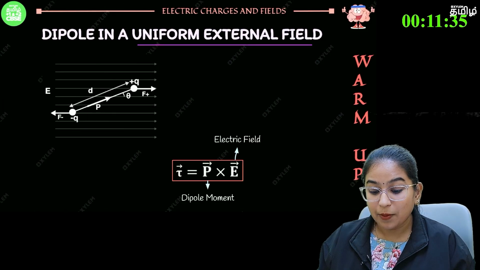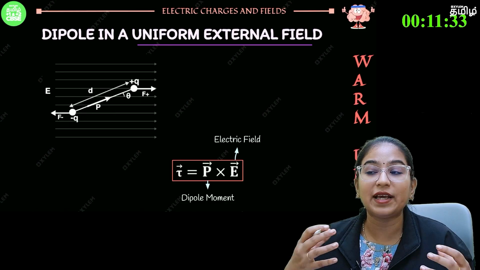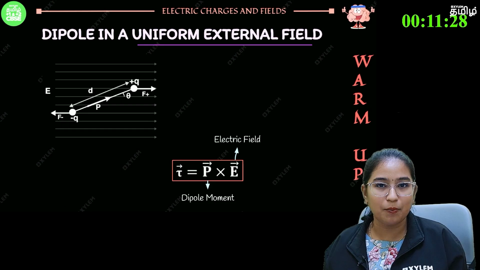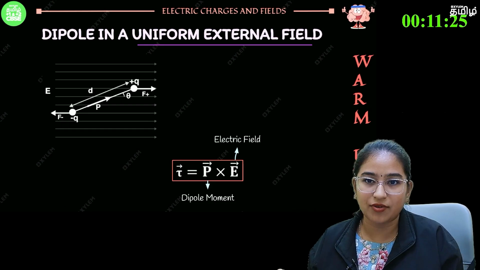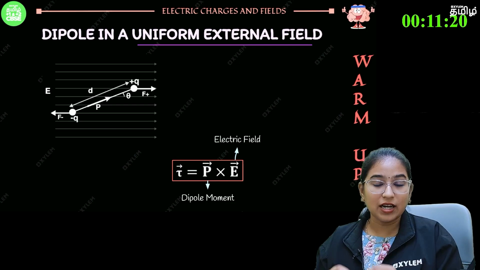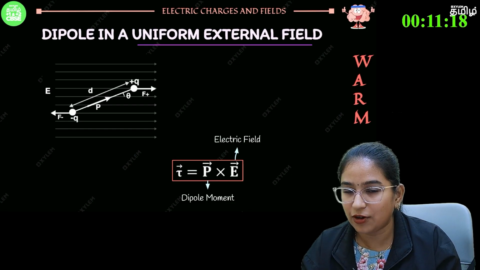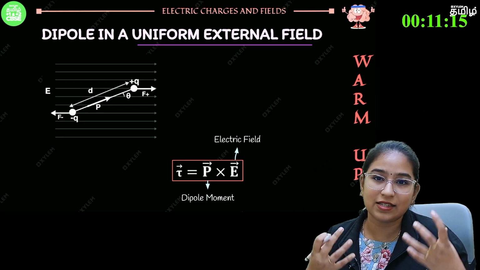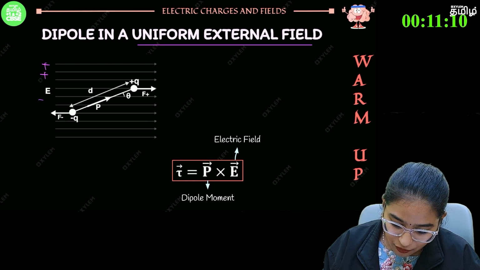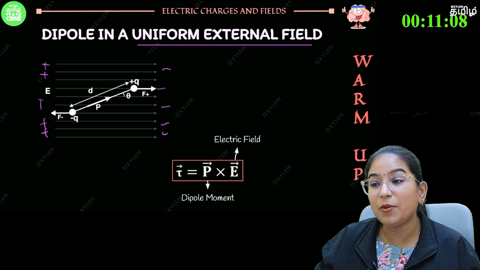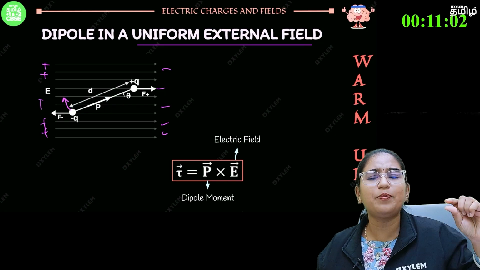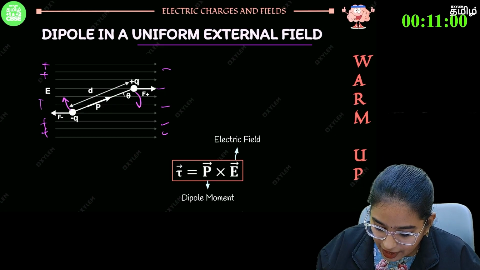Then if you place this dipole in a uniform external electric field, uniform in the sense all the field lines will be completely parallel, having equal strength everywhere, what happens is the dipole tends to align itself with the electric field, because the field originates from positive and ends at negative. So negative charges will tend to align parallel to your electric field, and the same goes over here.